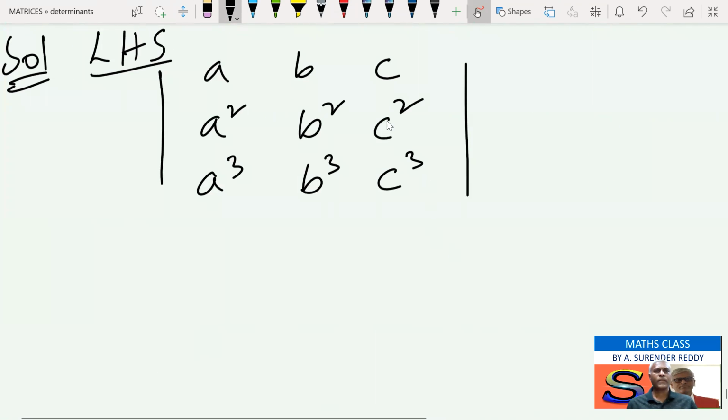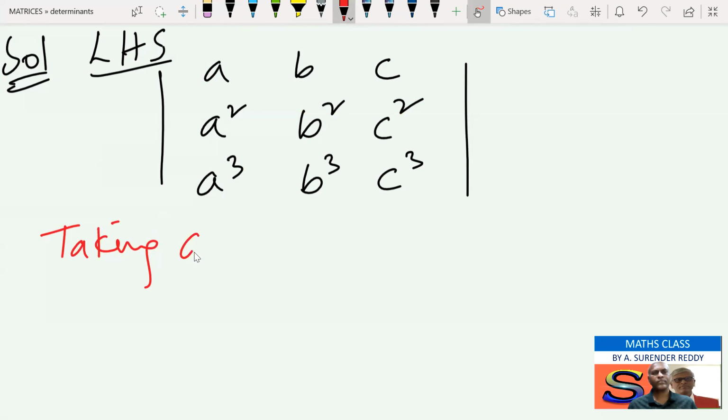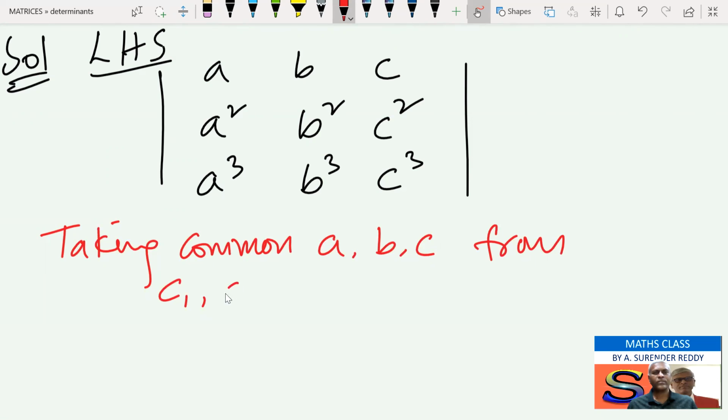Now from C1, C2, C3, you can take common. Taking common a, b, c from C1, C2, C3 respectively.